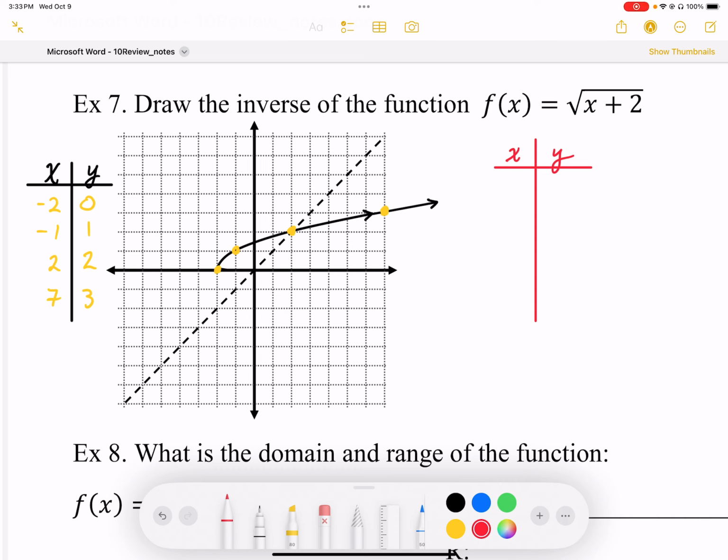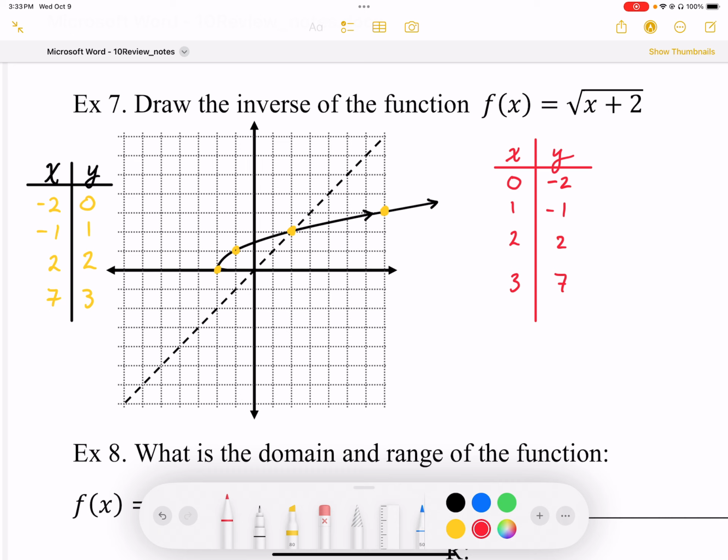Now, inverse means that we are switching x and y. So what I will do is take all those x coordinates, and then I'm going to move them over to the y column. So negative 2, negative 1, 2, and 7. And all the y coordinates, we're going to move over to the x coordinates. So 0, 1, 2, and 3.